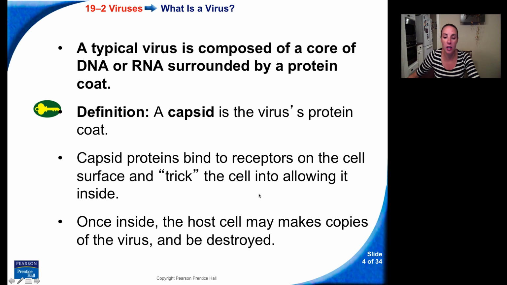Once inside, the host cell makes many copies of the virus, and it's also destroyed afterwards. So, like I said, it uses the machinery of the cell to make more copies of itself.